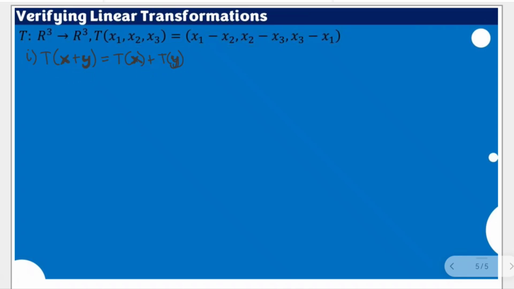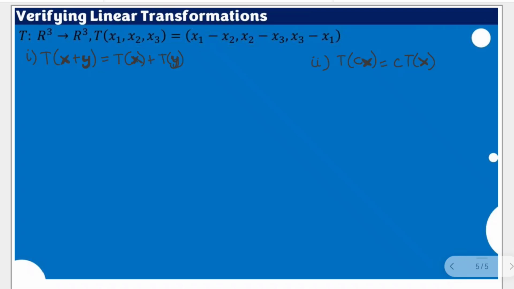Of course, we're going to define the components of the x and y vectors later, but this is the first condition that should be met. The second condition pertains to a certain scalar c, where the transformation of the scalar c times vector x is equal to the product of the same scalar and the transformation of the same vector x. So we have these two conditions, and let's start with the first.